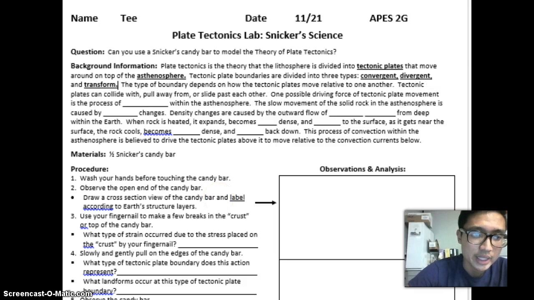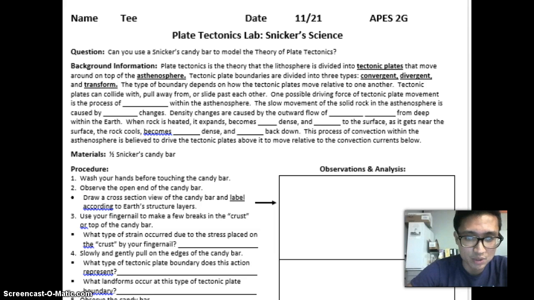Okay. The type of boundary depends on how the tectonic plates move relative to one another. Tectonic plates can collide with, pull away from, or slide past each other. So if they collide with each other, they're going to be convergent. If they pull away from each other, they're going to be divergent. And if they slide past each other, they're going to be transform.